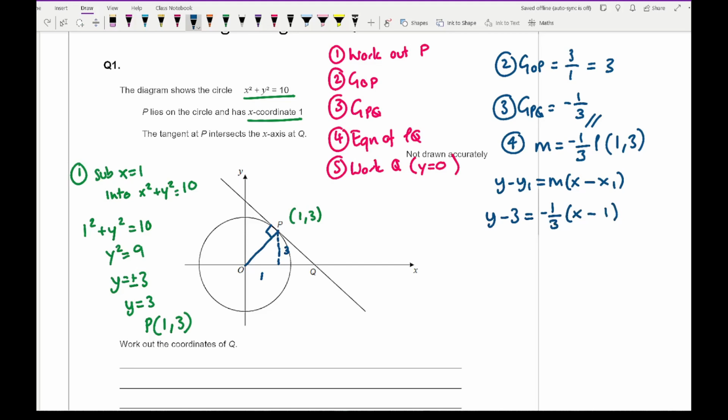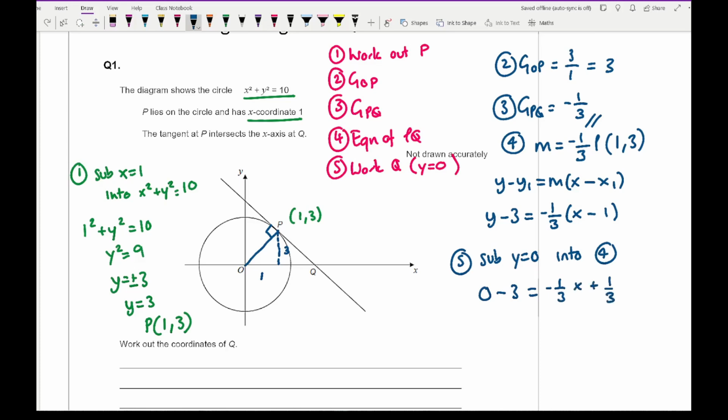Then expanding the brackets out or multiplying by 3, it's entirely up to you what you do at this stage. To be fair, we could leave it as that. Then at step 5, all we then need to do is substitute y equals 0 into step 4, whatever that may be. So here I've got 0 minus 3 equals a third x plus a third.